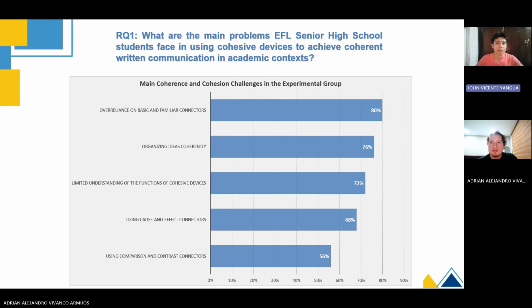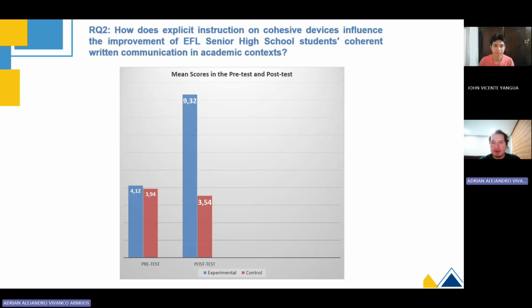Overall, these findings allow us to identify the specific needs of the experimental group and provided the foundation for designing the explicit instructional intervention implemented during the following weeks. The second research question examined how explicit instruction affected students' coherent written communication. To answer this question, we compared the writing performance of the experimental and control groups before and after the instructional intervention. The graph reveals that both groups started from a very similar level in the pretest.